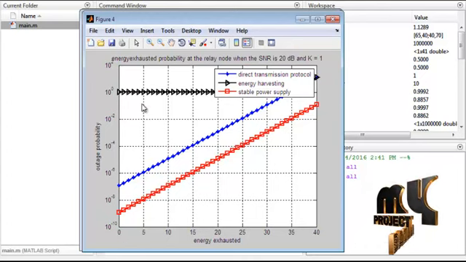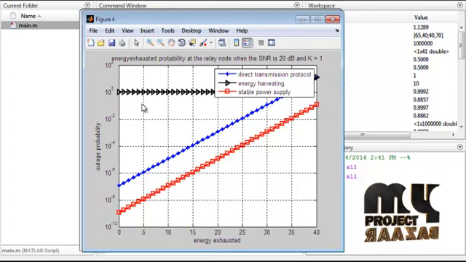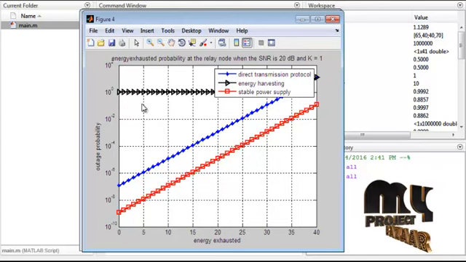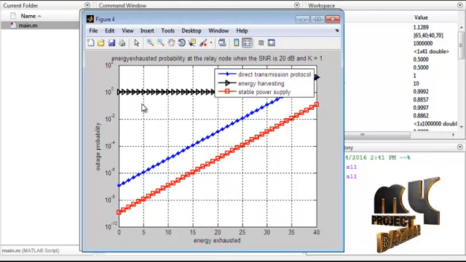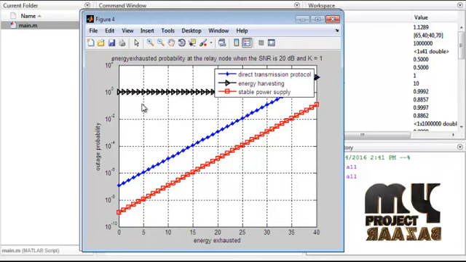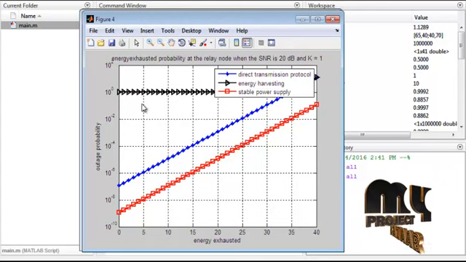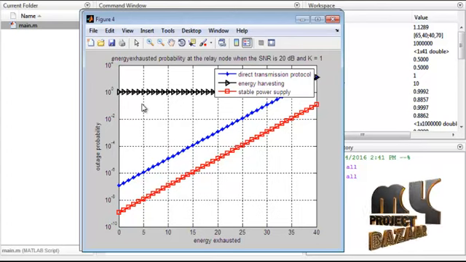The energy will always be harvested according to the probability at the relay node. The SNR is 20 dB and K is equal to 1, so the available number of nodes is K equal to 1. We will calculate the energy efficiency of the energy harvested versus the outage probability.